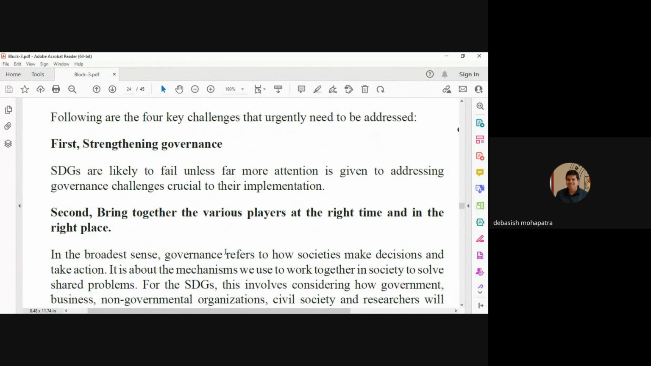So, the following four key challenges. First is strengthening of governance. The SDGs are likely to fail unless far more attention is given to addressing the governance challenge crucial to their implementation. If government is not taking steps, then the SDGs can never be implemented.